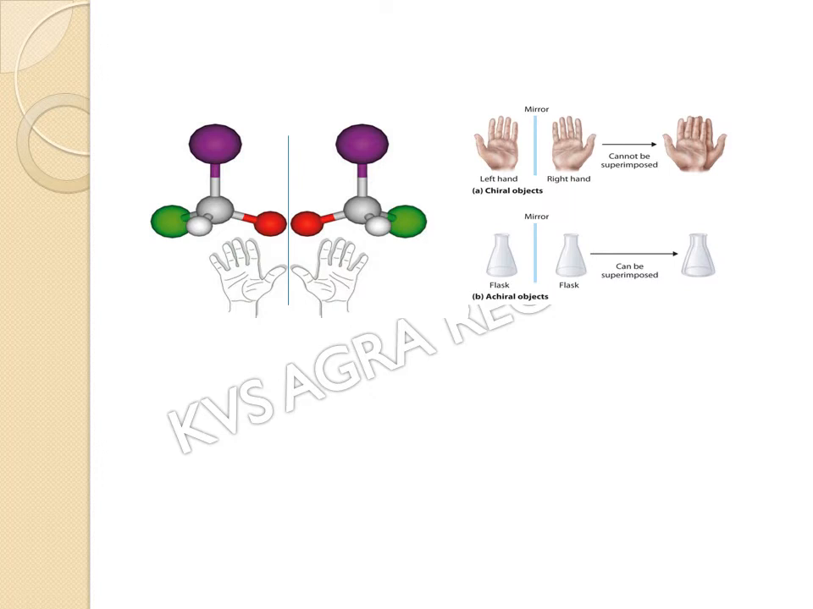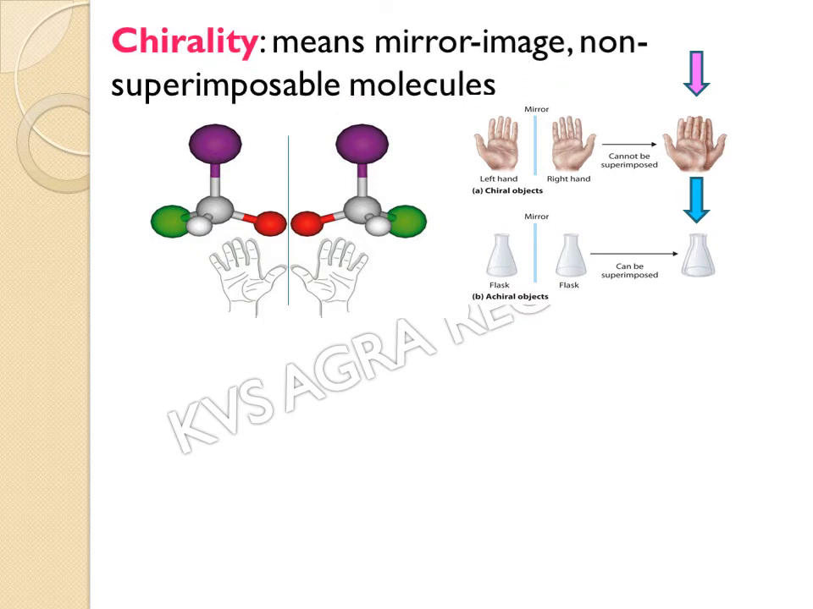Now, the left hand and the right hand, they are mirror image, but they cannot be superimposed. And hence, such objects whose mirror images are non-superimposable are known as chiral object. Whereas, in case of conical flask, we can see that their mirror image is superimposable. Such objects are known as achiral objects. Similarly, in organic compound, the carbon, which is tetravalent in nature, if all the four valencies are satisfied by four different groups, then that is chiral carbon. Chirality means mirror images, which are non-superimposable molecules.